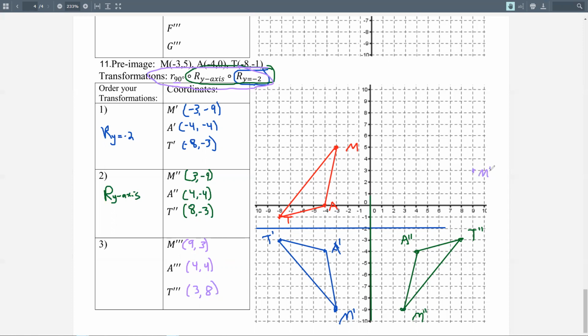Okay, and if we just graph them, there's M triple prime, A triple prime, and then T triple prime is 3 and 8. So reflection, reflection, and then a translation. Okay, and that's it for the topic 3 review.